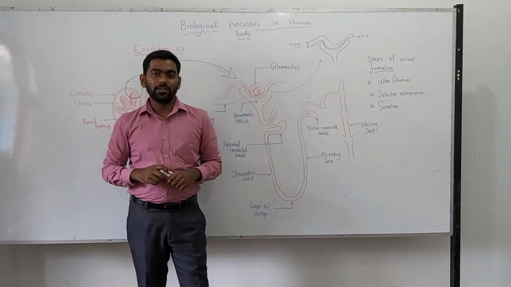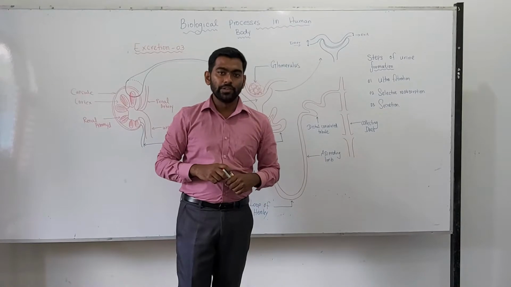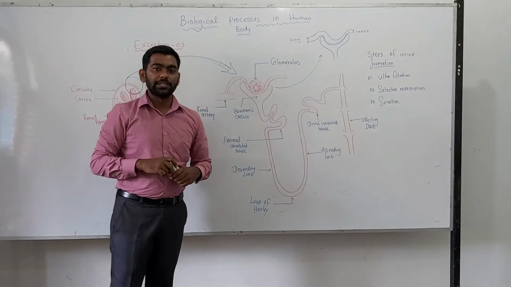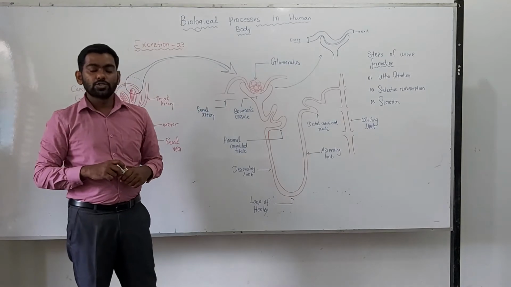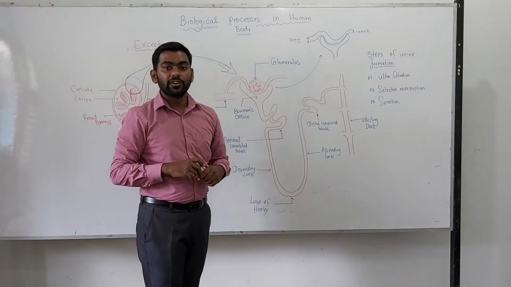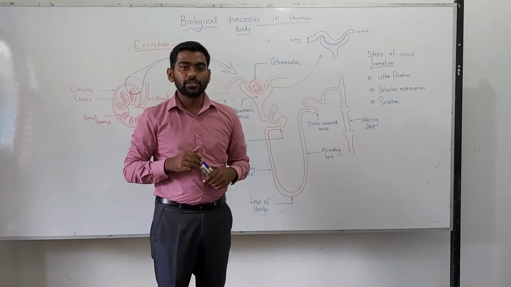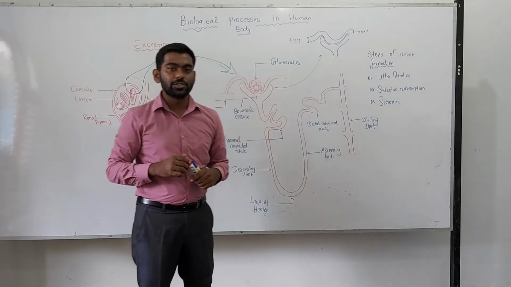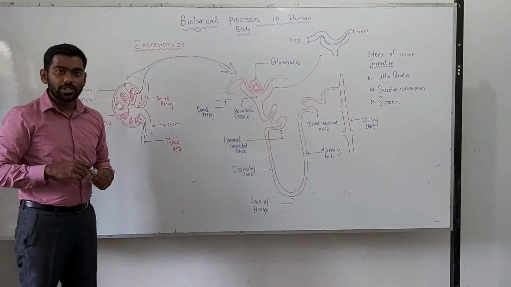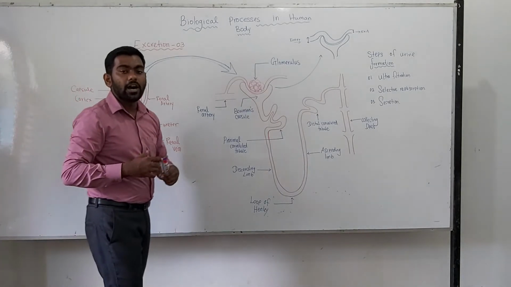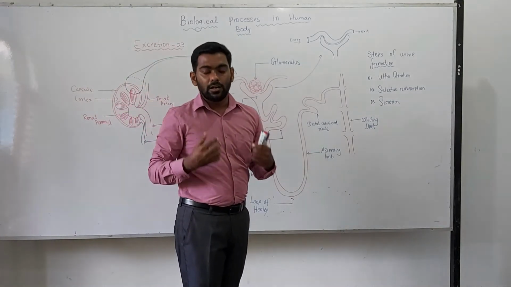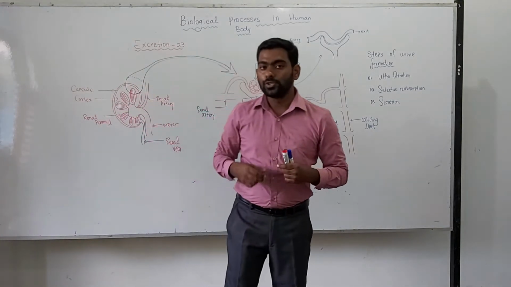I hope you enjoyed the last two videos, and this is the third video of the excretory system. In the last two videos we defined the waste materials, the different excretory organs, the main excretory system and their structure. Today we have to study the function, how the kidneys function in order to produce urine.